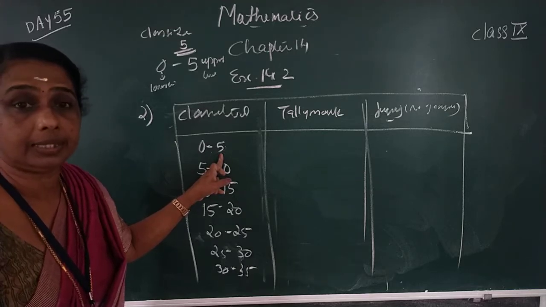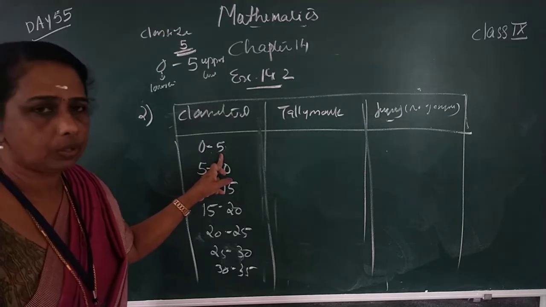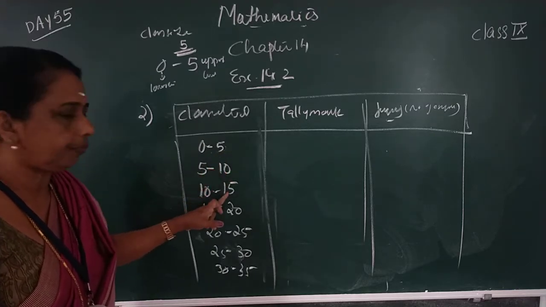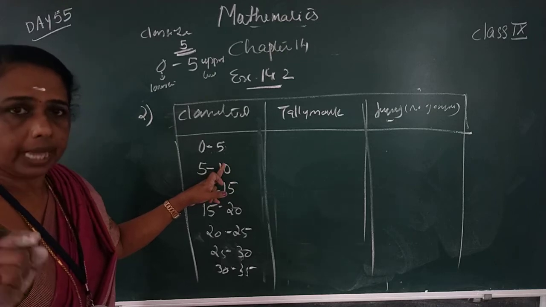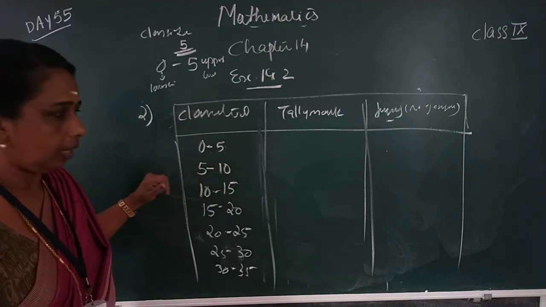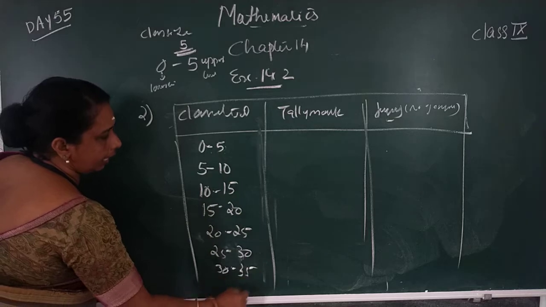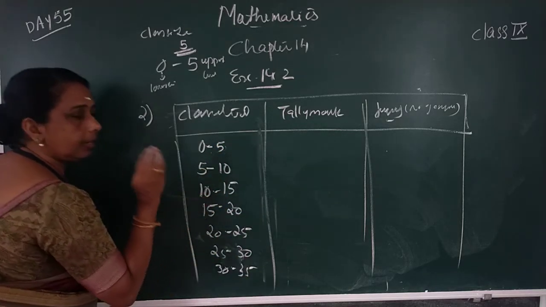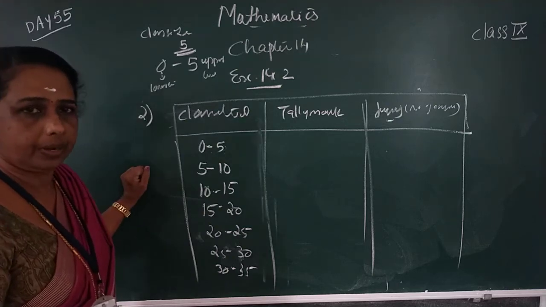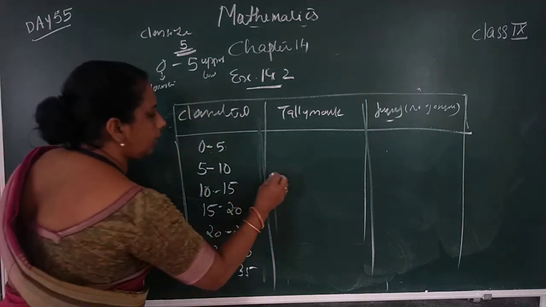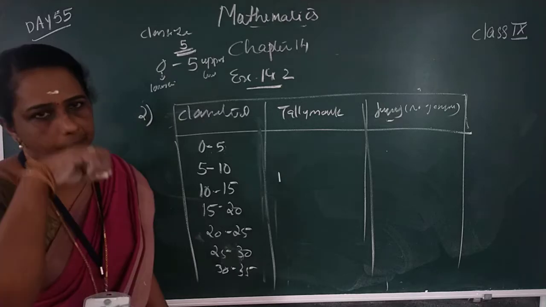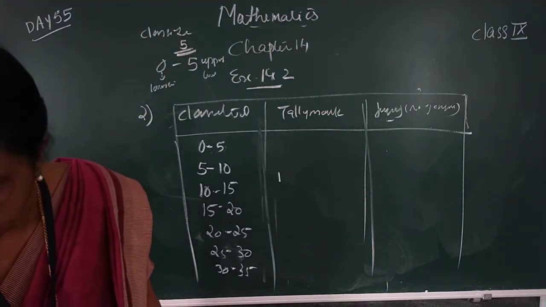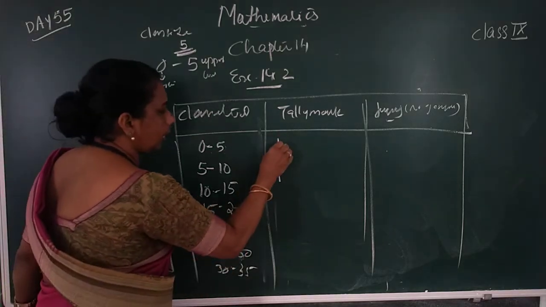If the class interval is continuous, otherwise no problem. 5 to 10 and 10 to 15. This observation 10 that you have, you have to mark in the third class interval. In all these class intervals, the upper limits are not included in the class interval. They are included in the next class intervals. Okay. So 5, the tally mark we have to put here. Then next observation 3. We have to put one tally mark here.